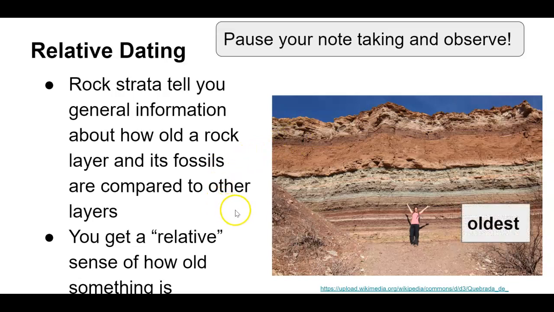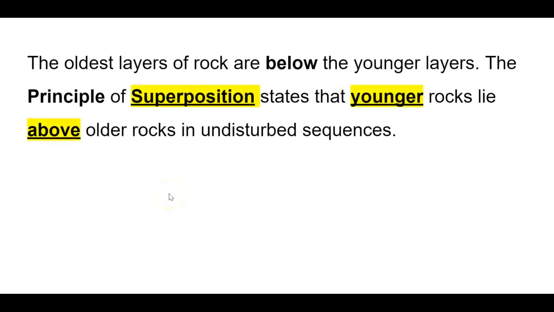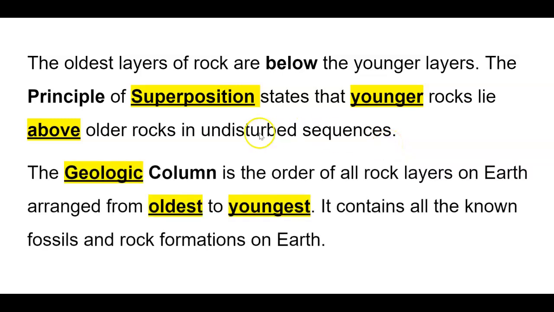Okay. The oldest layers of rock are below the younger layers. The principle of superposition states that younger rocks lie above older rocks in undisturbed sequences. So this is the fancy name for this principle, that young layers of rock are above older rocks. And we call the geologic column the order of all rock layers on Earth, arranged from oldest to youngest. It contains all the known fossils and rock formations on Earth.